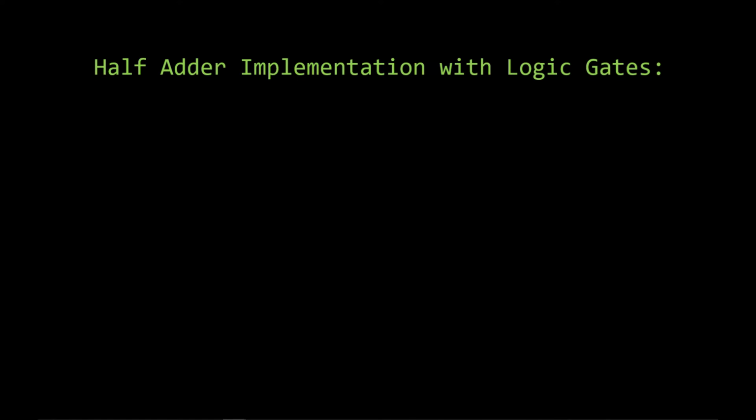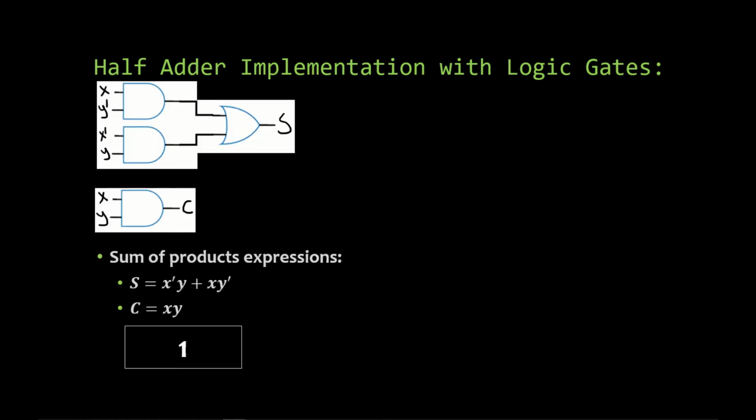Now let's see how we are going to implement this half adder with logic gates. For this first sum of products expression, we can implement our circuit as seen on this figure. Here we have x complement y ORed with x y complement. So this is x and y complement, x complement and y. Together these are ORed, and the result is s. And for carry we only have a simple AND gate here.